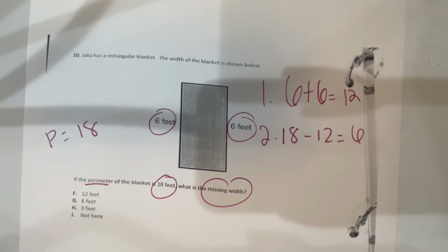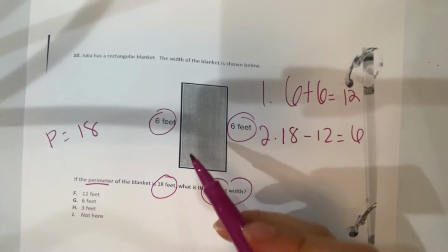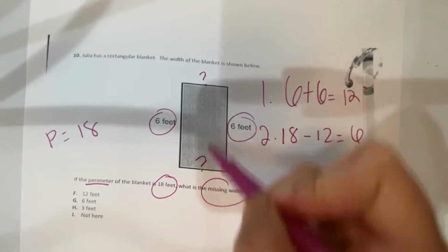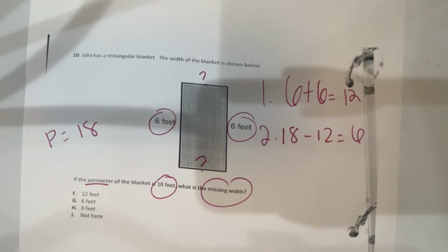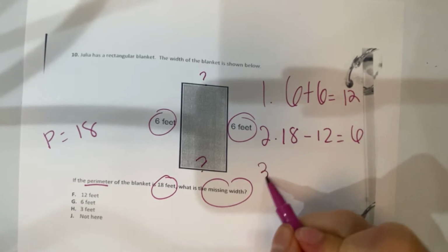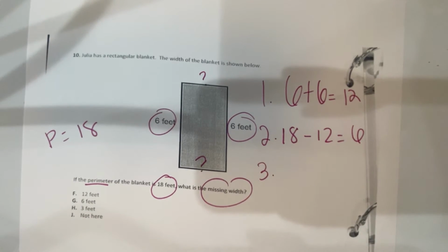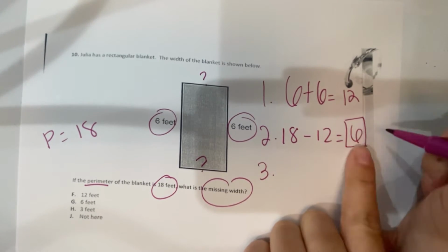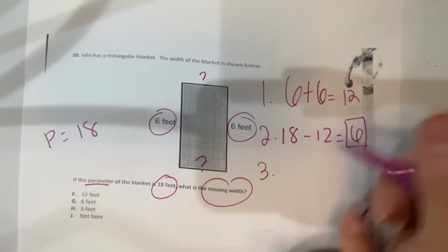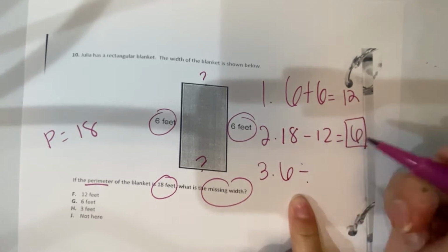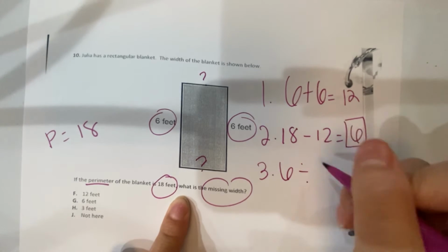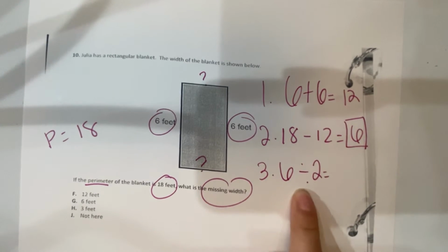Now, here's the tricky part though. In this case, do we only have one missing side? No, we have 2 missing sides. So this is where we're going to have to divide by however many sides are missing. So we're going to divide the 6 that we got here, so 6 divided by however many missing sides we have. In this case, we have 2 missing sides, so we're going to be taking 6 divided by 2.